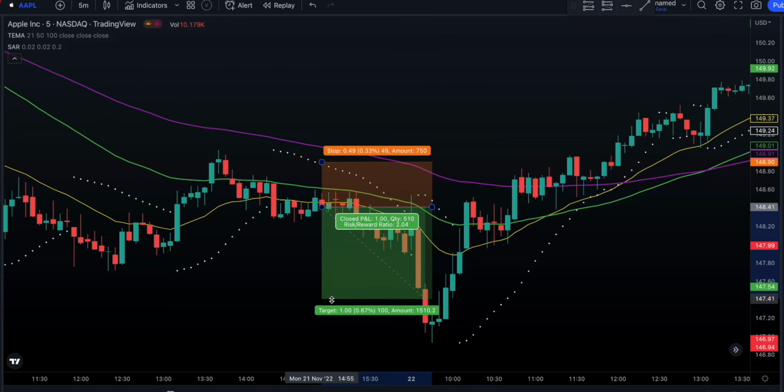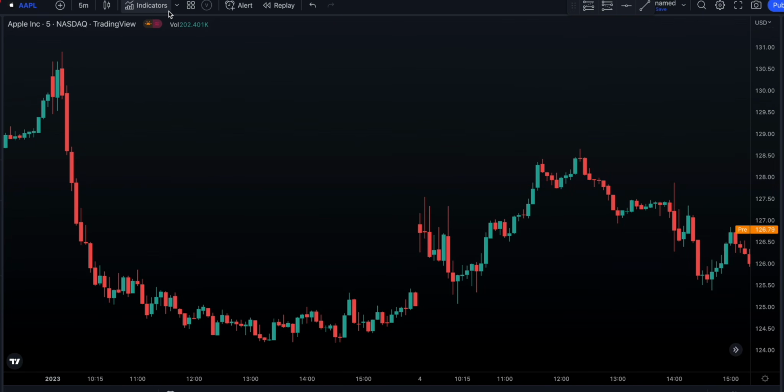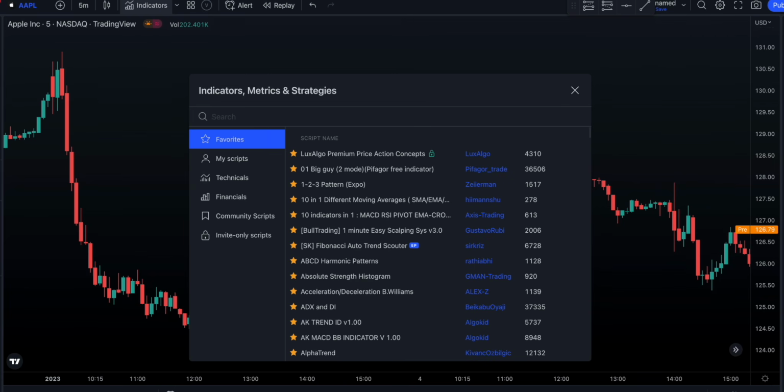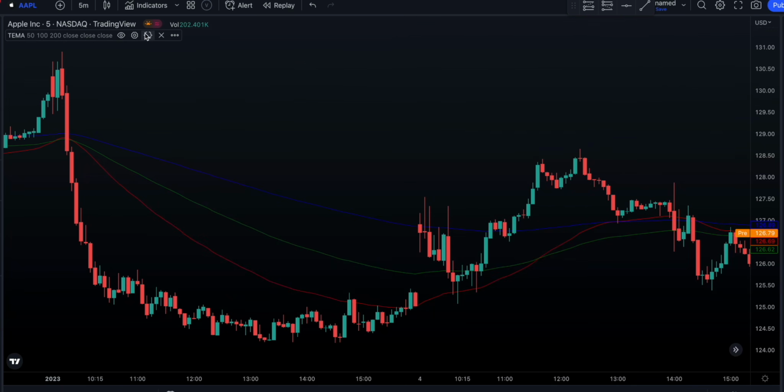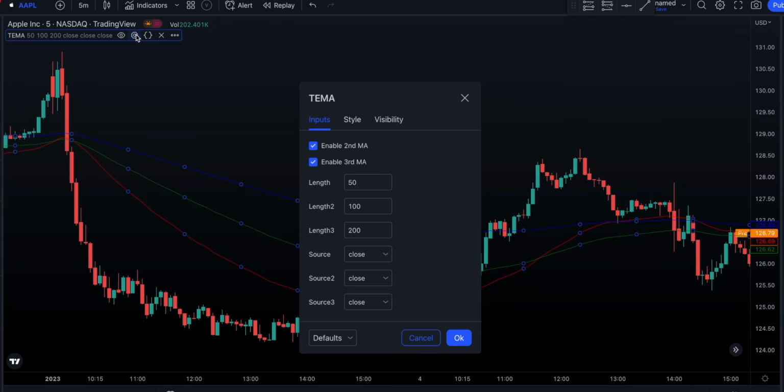Okay, now let me show you how to install these indicators to the chart. First, log into TradingView and open the charts. Click on the Indicators button and search for 3 moving averages by Advent Trading. Open the indicators settings and change the lengths to 21, 50 and 100. Also adjust the colors.